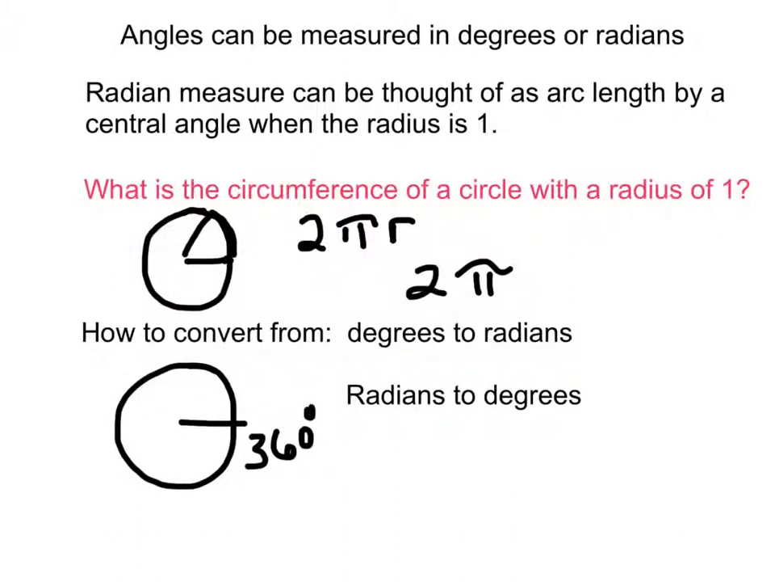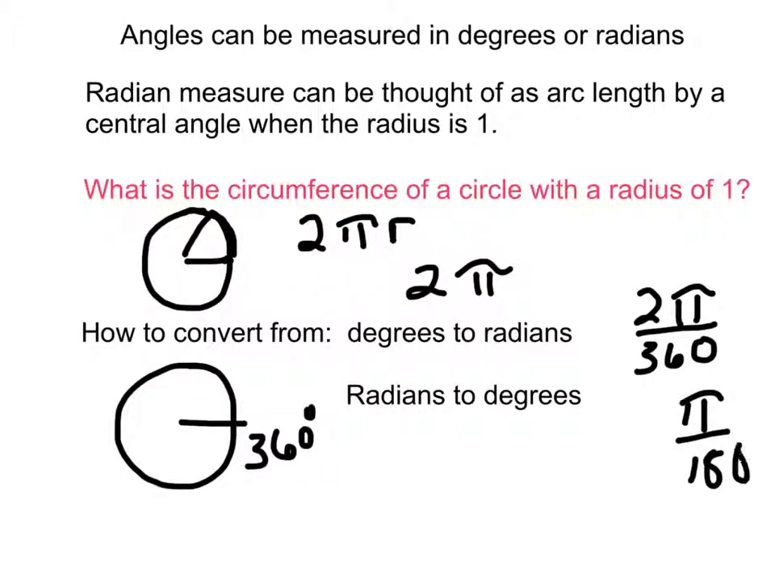To convert from degrees to radians, we know that there are 2 pi radians in every 360 degrees. So I'm going to multiply my degrees by 2 pi over 360, or usually we reduce that to pi over 180. If I go from radians to degrees, I multiply my radians by 180 degrees over pi radians.